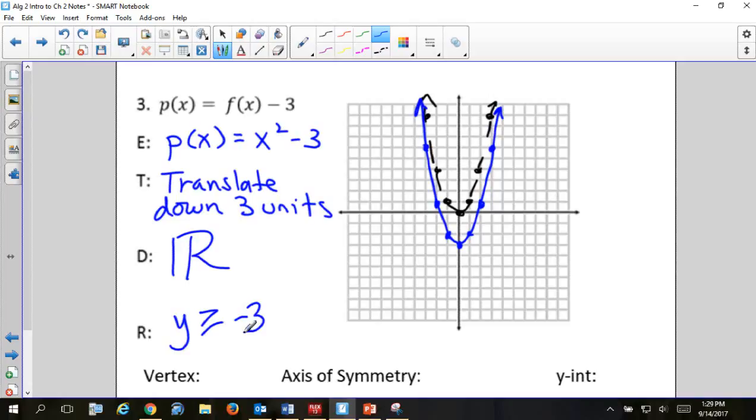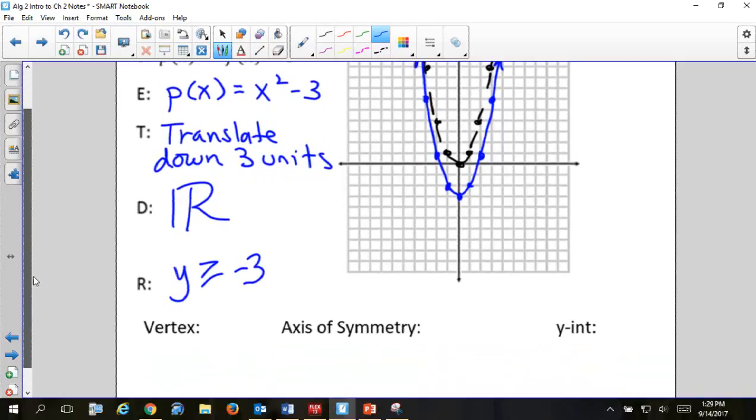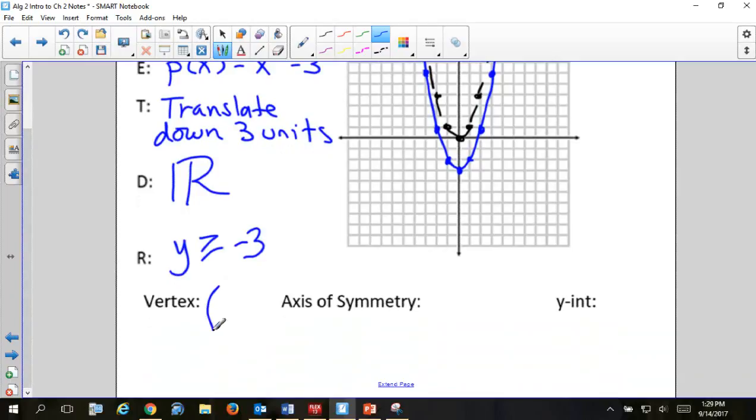Then we need to list our vertex. So we look at the graph, where is that turning point on the graph? Where's my vertex? 0, -3. The axis of symmetry is that line that passes through the vertex, that vertical line that passes through the vertex. So it's always x equals, and it always has the x value of the vertex. So x equals 0. And then our y-intercept, where does the graph pass through the y-axis? 0, -3.